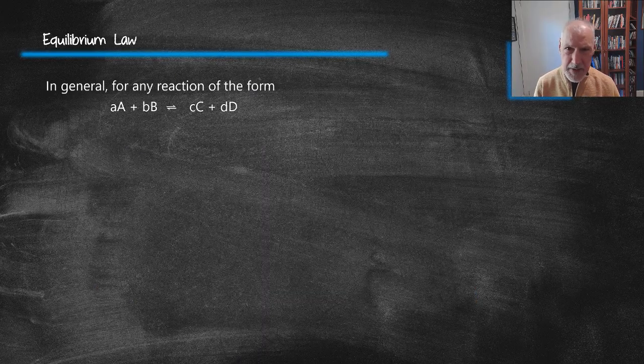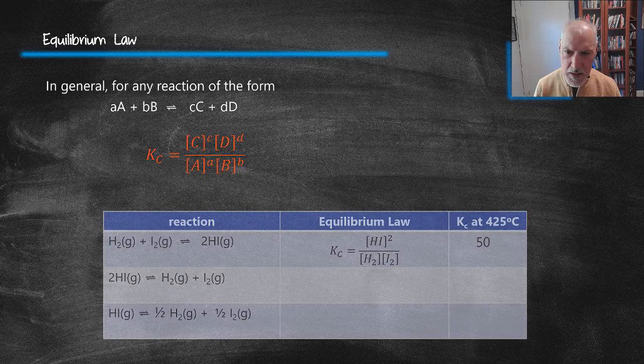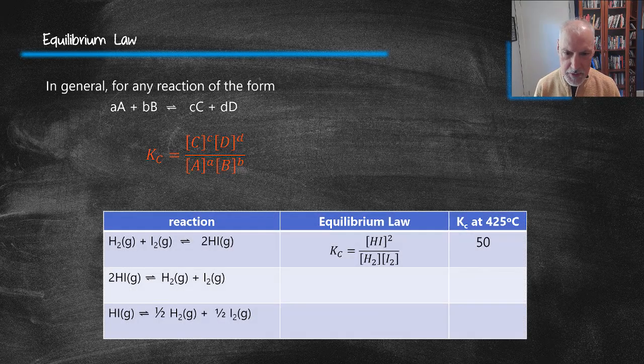In general, for any reaction that's of the form A plus B makes C plus D, with their appropriate coefficients, the equilibrium law expression looks like the following. Going back to the first reaction on the previous slide, in row number 1, I've placed all the information we have: the reaction, the equilibrium law for it, and the constant.